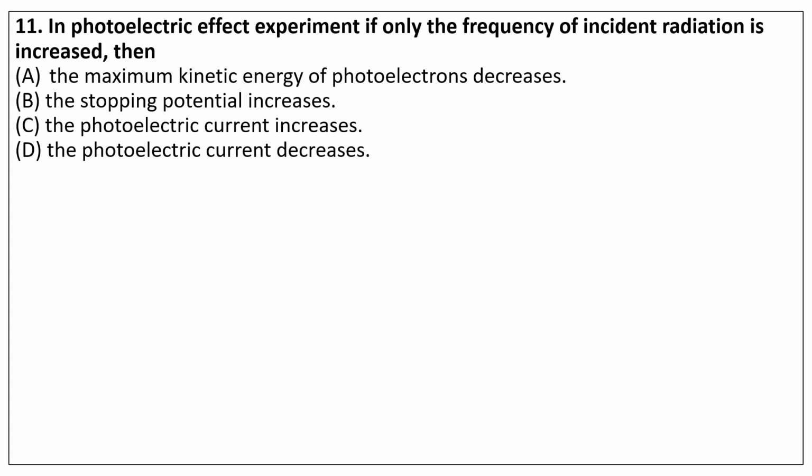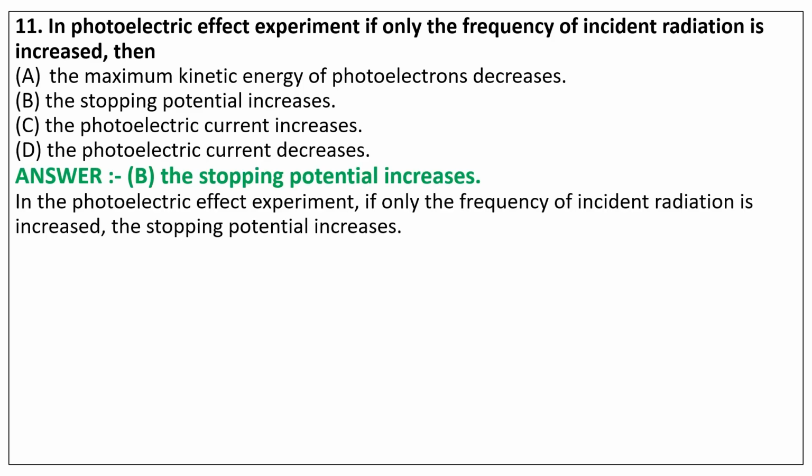11. In photoelectric effect experiment, if only the frequency of incident radiation is increased, then A. The maximum kinetic energy of photoelectrons decreases. B. The stopping potential increases. C. The photoelectric current increases. D. The photoelectric current decreases. Answer. B. The stopping potential increases.